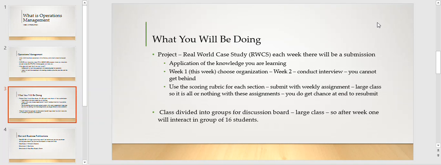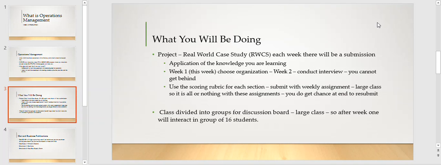Week 2, I just want to give you a heads up. I'm going to be asking you to conduct an interview with the person from the organization that you've chosen. You do not want to get behind because we go right away each week. There's another submission. You will find that with each submission, there is a scoring rubric that I've included.